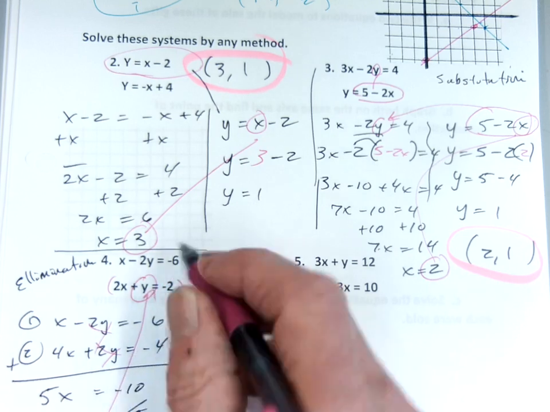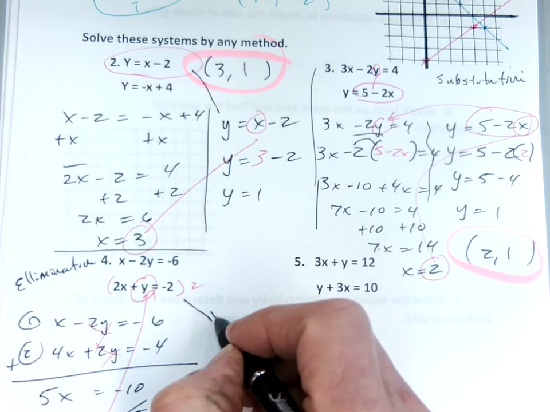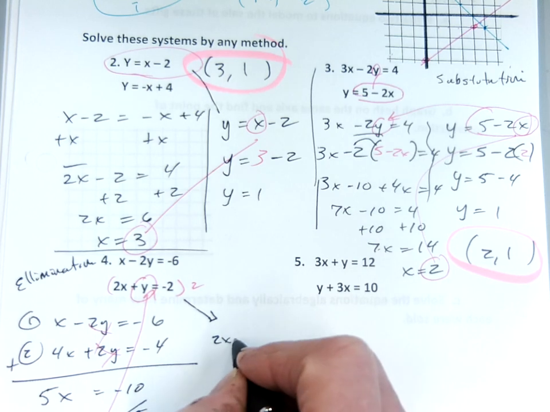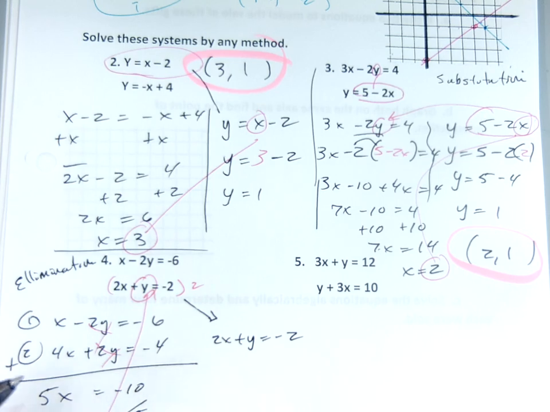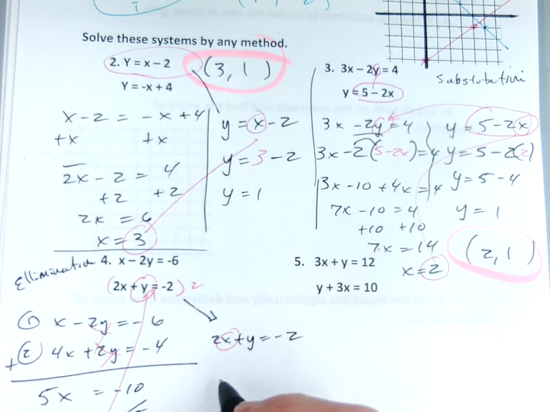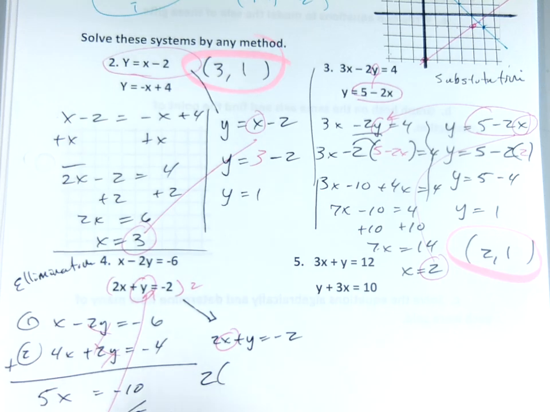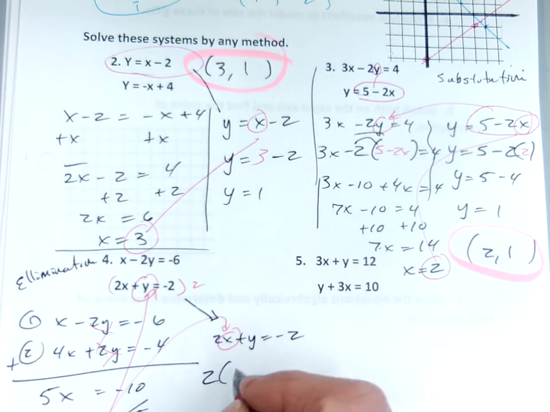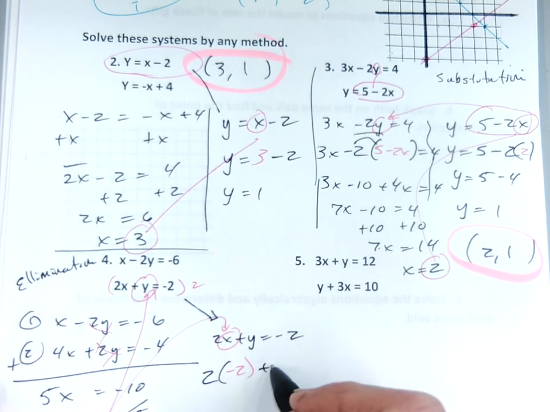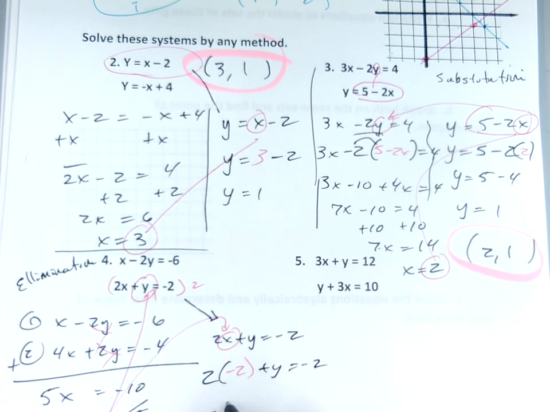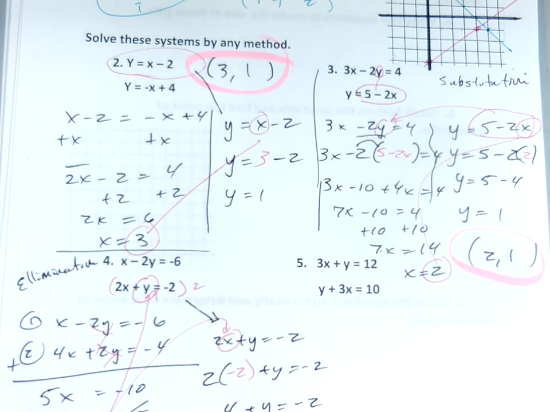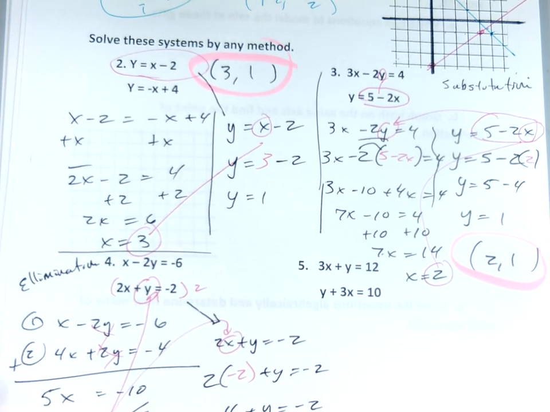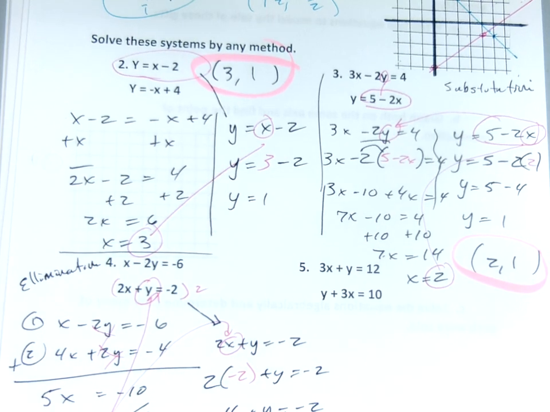So I'll plug the negative 2 in there. I'll rewrite my equation 2, 2x plus y equals negative 2. But instead of writing x, I'll write negative 2 right there. So I'll rewrite this as 2 times negative 2 plus y equals negative 2. That's negative 4 plus y equals negative 2. Plus 4, I get y equals positive 2. So my answer as a point is going to be (negative 2, 2). Okay, that's the point of intersection.